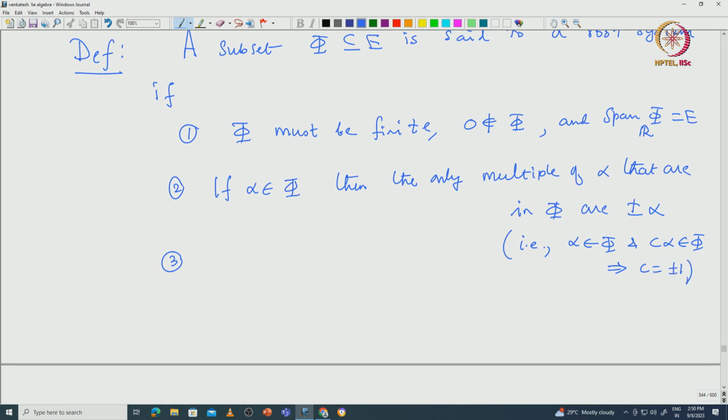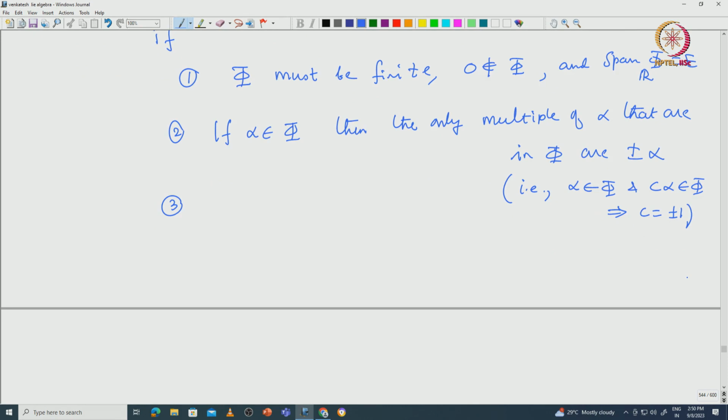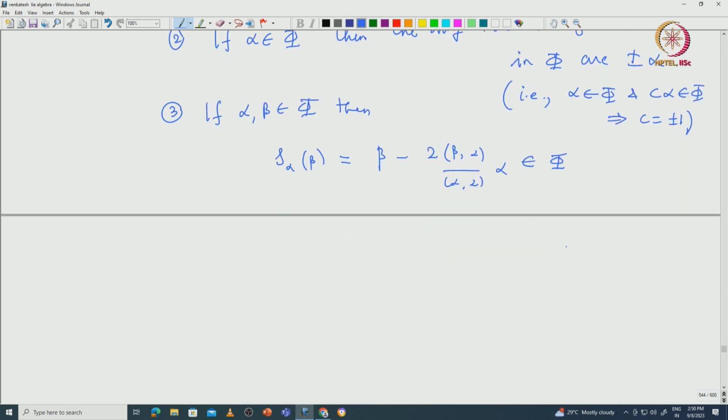The third condition is about this reflection. If alpha and beta are in phi, we take S alpha of beta, the reflection with respect to alpha applied on beta. By definition, it is beta minus twice (beta, alpha) divided by (alpha, alpha) times alpha. This is the algebraic formula for the reflection, and this must again be a root inside phi.